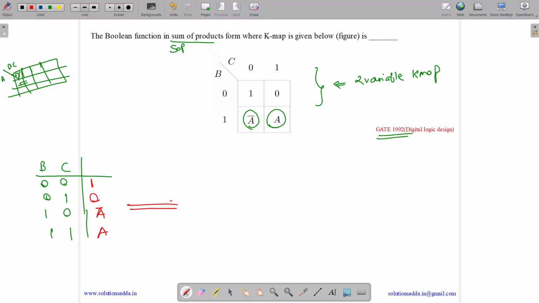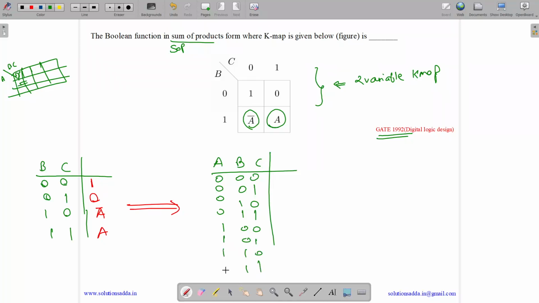Now let us make this into a three variable K-map. So here we have three variables A, B and C. Its values can be 0 0 0, 0 0 1, 0 1 0, 0 1 1 with all zeros for A, or 1 0 0, 1 0 1, 1 1 0 and 1 1 1 with all ones. So what can be the output? See, B and C are 0 0. If B and C are 0, then irrespective of A, the answer is 1.